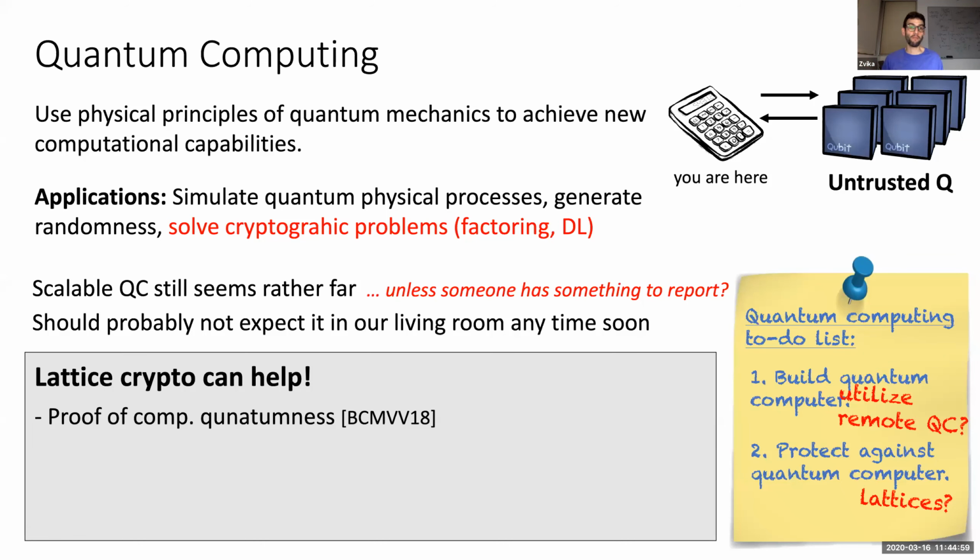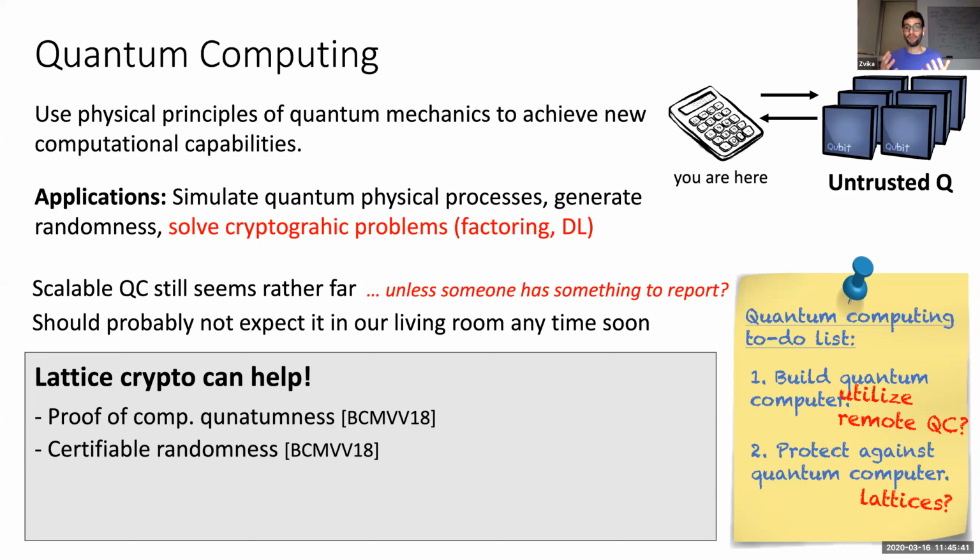So the first thing that I'm going to mention is this notion of proof of computational quantumness. Someone claims that they constructed a quantum computer, and the first thing that you want to check is that indeed this device can perform a computational task that we don't know how to perform using a classical computer. This is actually done using techniques that are not lattice cryptography, but as I'll try to explain in the next slide, if we use lattice crypto, then we can get proofs of quantumness with some favorable properties compared to what is currently known.